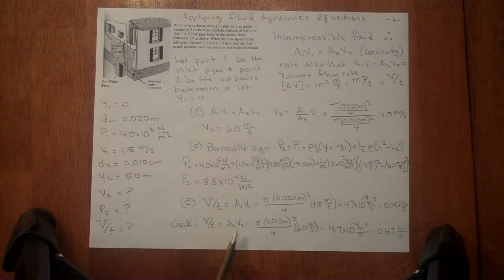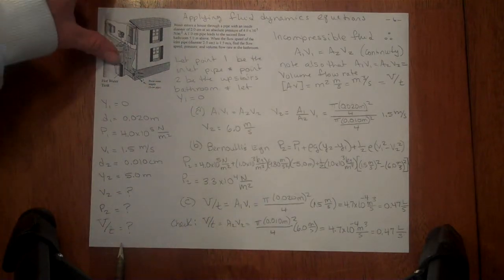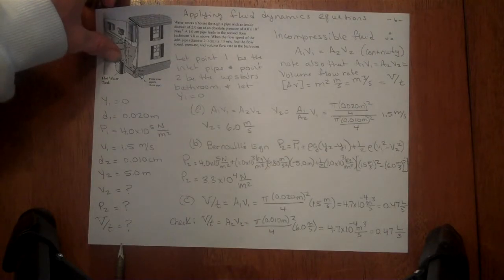We'll just check to ensure that we can calculate the volume flow rate as A2V2, and we come up with an identical answer. So you can see that as long as you know the cross-sectional area and the flow speed of the incompressible fluid at any one point, then you know the volume flow rate at all points. And that's a nice application of the equations. So thank you very much.